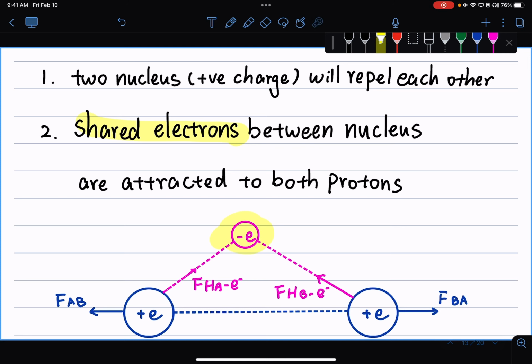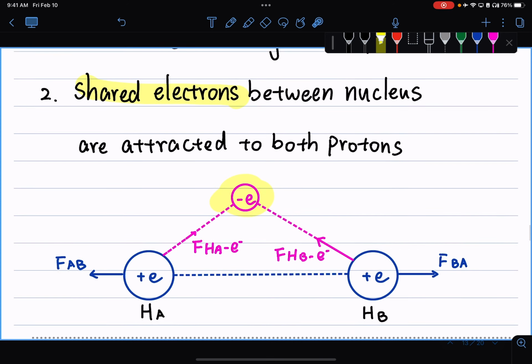If you imagine, in this case, the electron in the middle will have an attractive force to both nuclei. So that means the electron between the two atoms is more or less acting as a glue to hold it together. Again, it's not technically speaking correct, but it's one of the useful concepts of classical bonding theory.